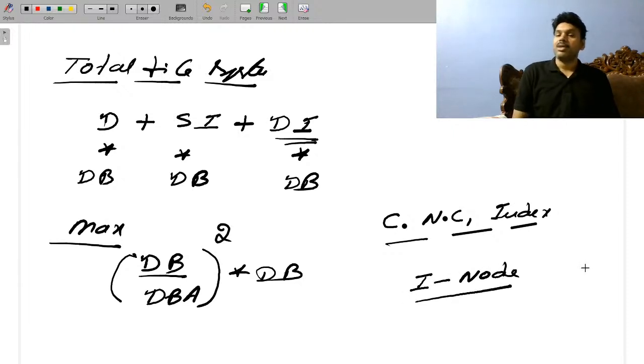Okay, friends. So in the next session, we will see what a platter is, what a track is, what a sector is, and how much file size you can store. And in order to increase your disk efficiency, there are different disk scheduling algorithms that we will learn in the next session.